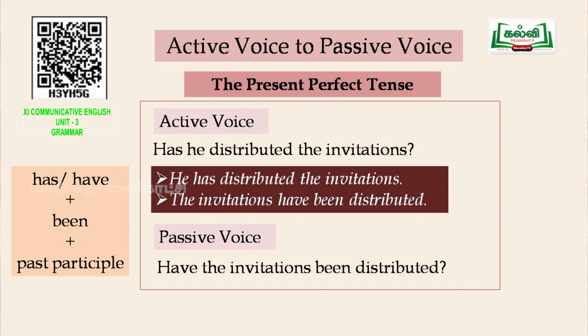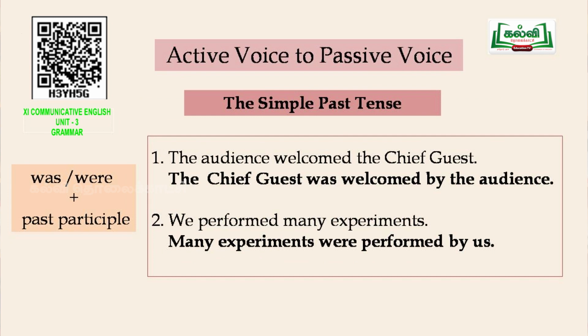So as I told you earlier, convert it into a statement. He has distributed the invitations. He has distributed what? The invitations. The invitations, plural, have been distributed. Here I am omitting by him. It is understood. Definitely by someone. So as usual, I bring the auxiliary to the beginning. So it is have with a capital H. Have the invitations been distributed? Question mark. Move on to the past.